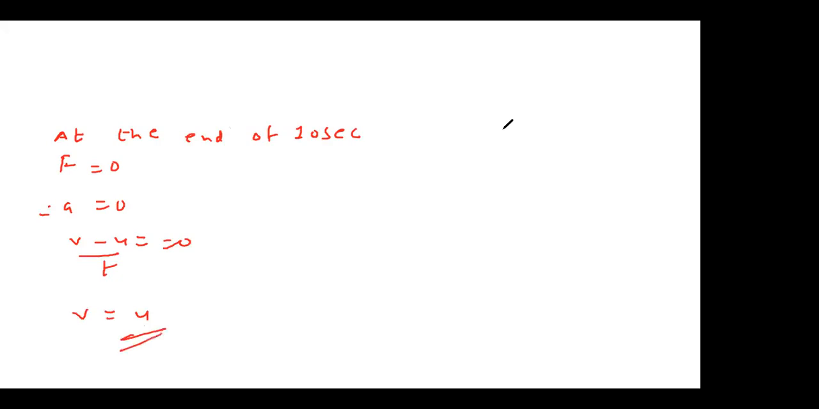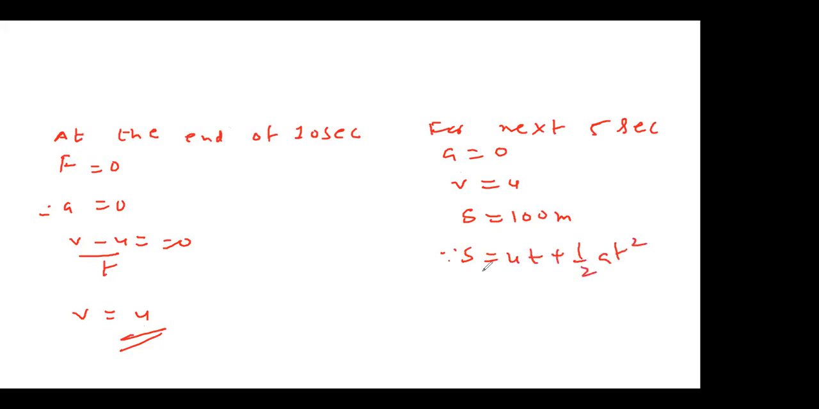Now for the next 5 seconds, a is 0, v is u, and the distance covered is 100 meters. So s is ut plus half at square. S is 100. Use the velocity acquired at the end of 10 seconds, that means the start of the 5 seconds, and this is plus half 0 t square. So 100 is 5v. V equals 20 meter per second.